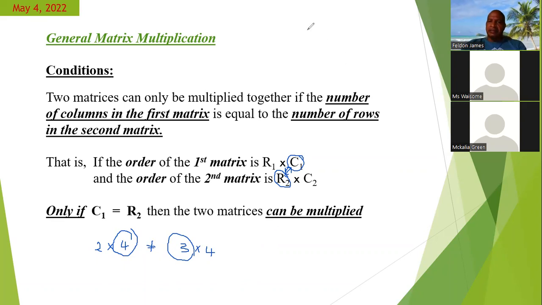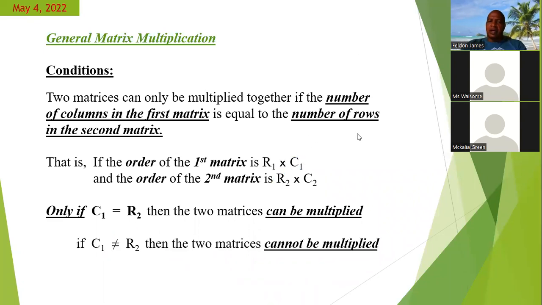Is that clear, guys? Yes, sir. All right. If C1 does not equal R2, then the two matrices cannot be multiplied.